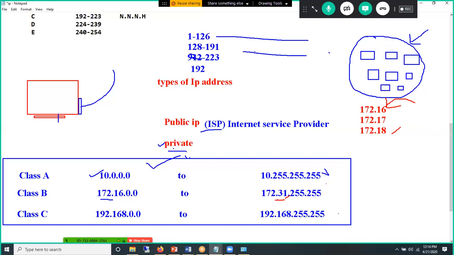Similarly, if I use class C, the complete 192.168 range is free. If I want, I can use the 1 series, 2, 3, 4, 5, up to 255, any of them. That means if I use class C, it is not compulsory to use only one. Maybe I can use 2, 3, 4, 5, up to 255, any number as free. That means a complete 254 IPs I can use in a network. That is class C. So this is our IP address class.